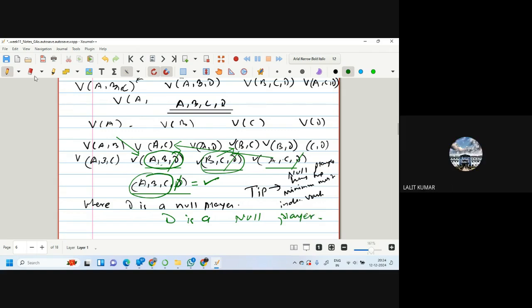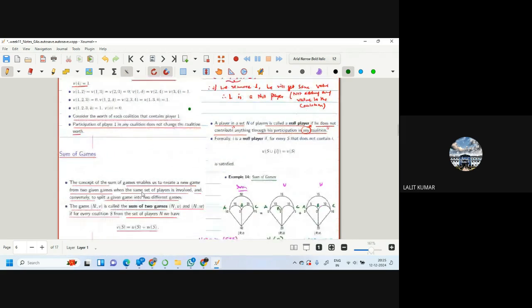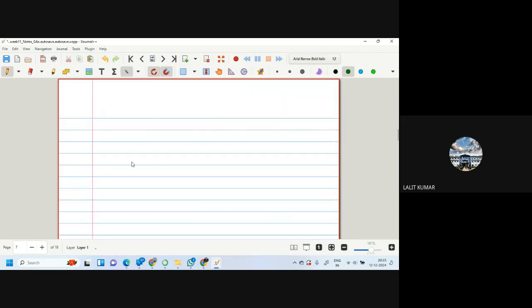So I gave you the tip also on how to do that. So examples they are there. I guess there is no problem. Then the next part is sum of games. Sum of games means that if we have got a game, I will take from here only.